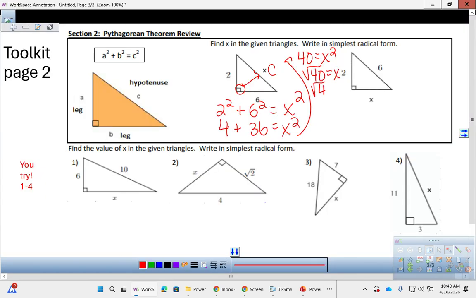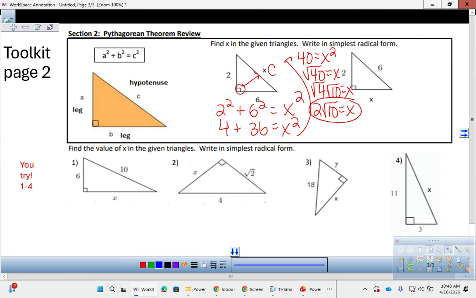Root 4, root 10, or 2 root 10 is that missing side length. So you want to have it in simplest radical form. You're not writing that as a decimal. So we'll keep it as a root and we'll simplify it when possible.